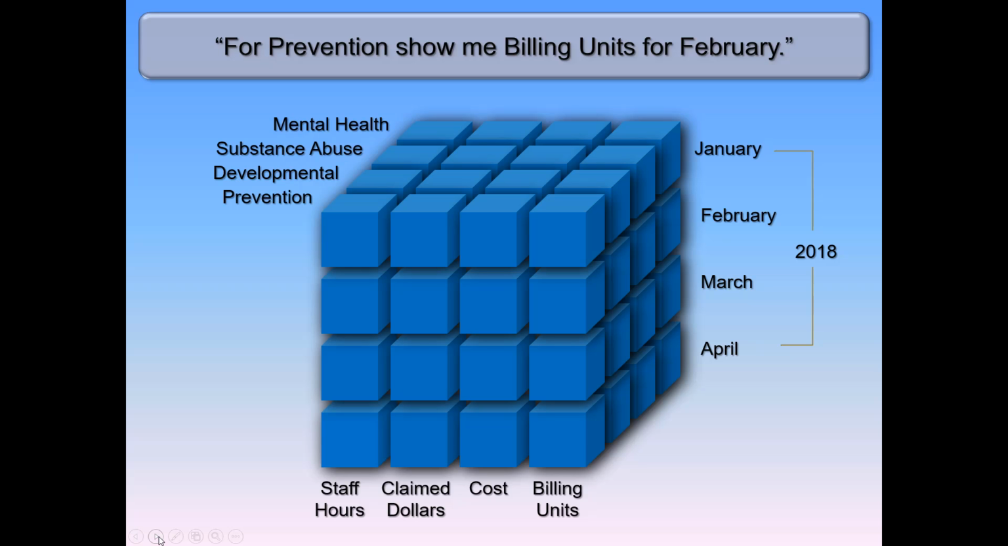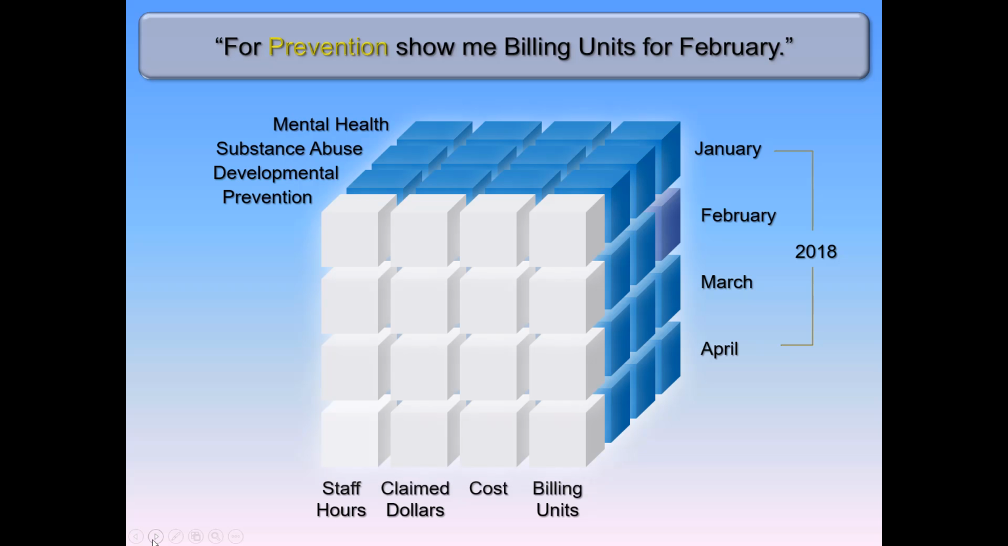So for example, in this one, we have our programs across the top left: mental health, substance abuse, developmental, and prevention. On the right-hand side, we have the months: January, February, March, April. And then we have the various values that we want to look at: staff hours, claimed dollars, costs, billing units. So in this case, we're asking the cube to give us, for prevention, the billing units for February.